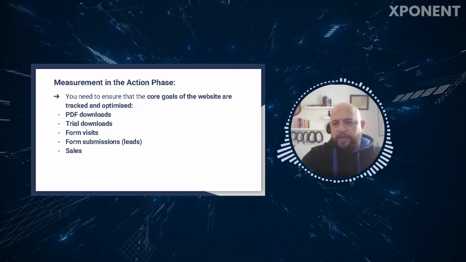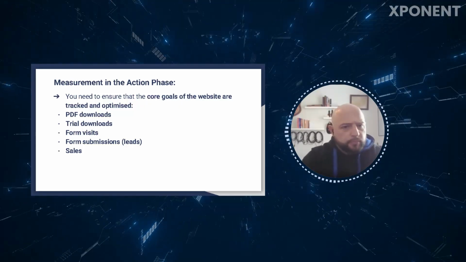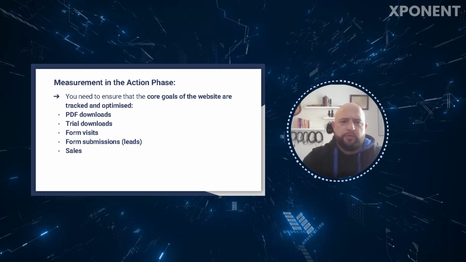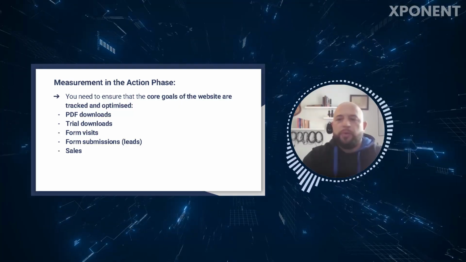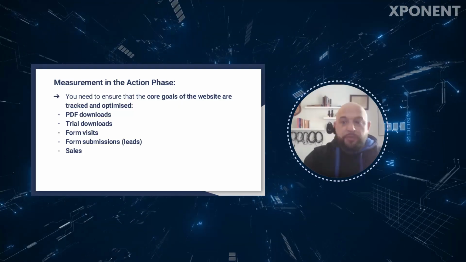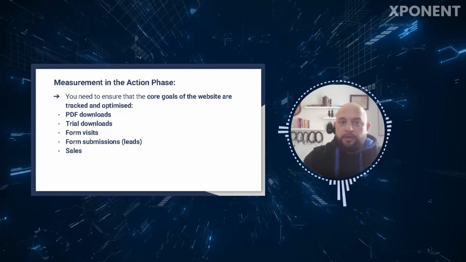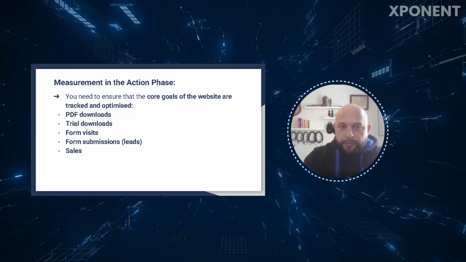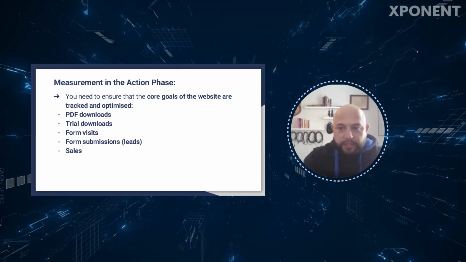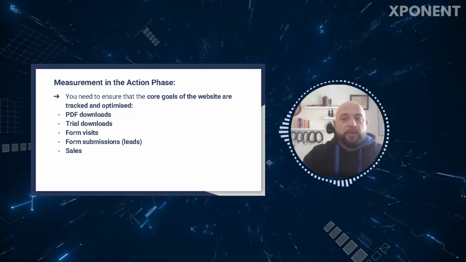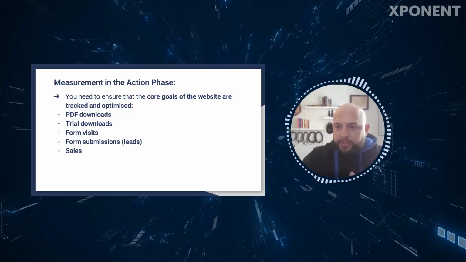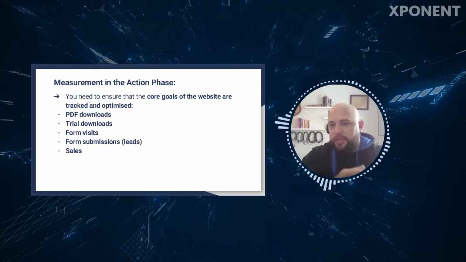And then moving on to the measurement in the action phase. You need to ensure that the core goals of the website are tracked and optimized. So what do we want this web page to do? Do we want people to download a PDF document? Do we want people to sign up for a free trial? Do we want people to book a discovery meeting? Do we want someone to complete a form and tell us what's going on? Those are the things we measure.